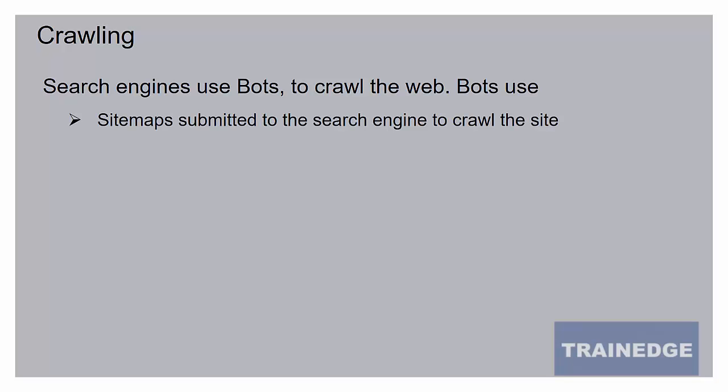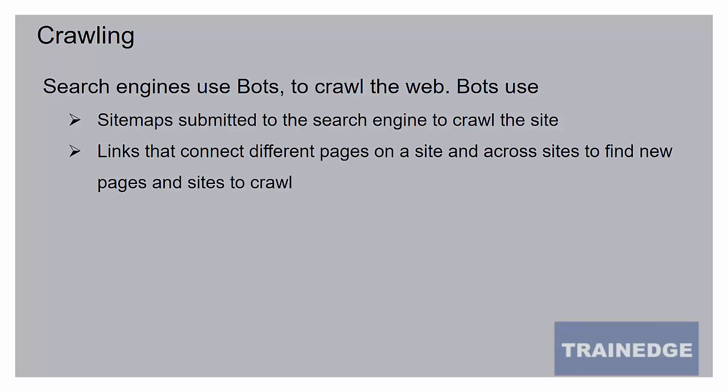How do bots know which sites have been added to the net and which pages have been added or which pages have been changed? A good practice is to create a sitemap and submit it to the search engine. The sitemaps include all the pages on the site as well as their publication date and update date. Whenever you change something on the site, you should regenerate the sitemap and resubmit to the search engine.